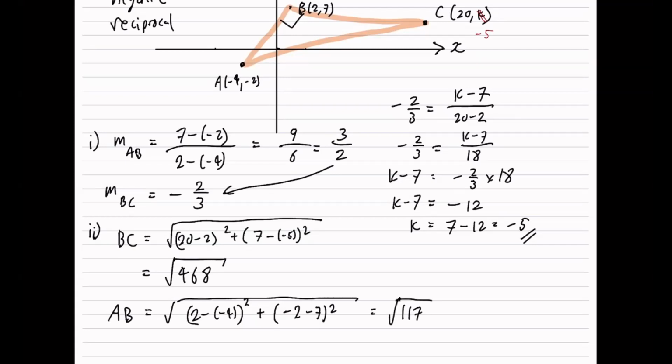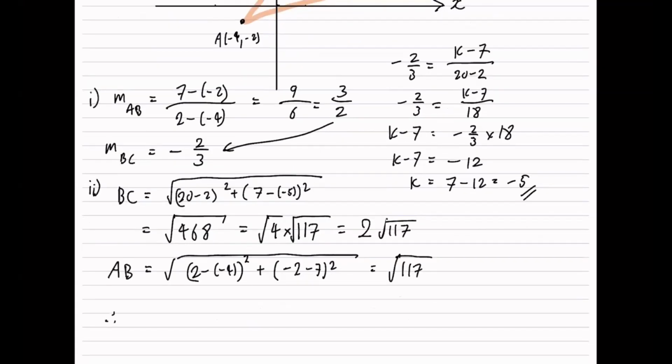-117. Okay. Then I realized that here you can factor out 4. 468 divided by 4 is a coincidence that it's a 117. Then you can split up square root 4 times square root 117, which is 2 times square root 117. Then from there you can conclude, therefore BC equals 2 copies of square root 117. Then you substitute the square root 117. So it's 2 times of AB.